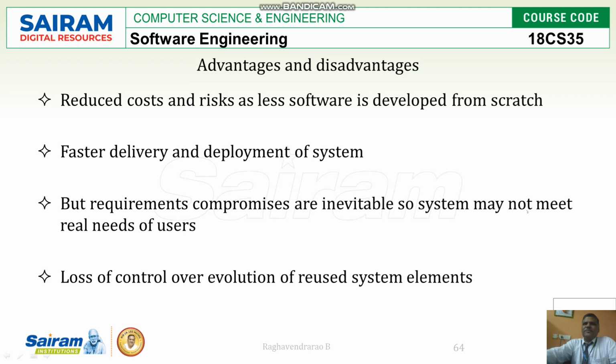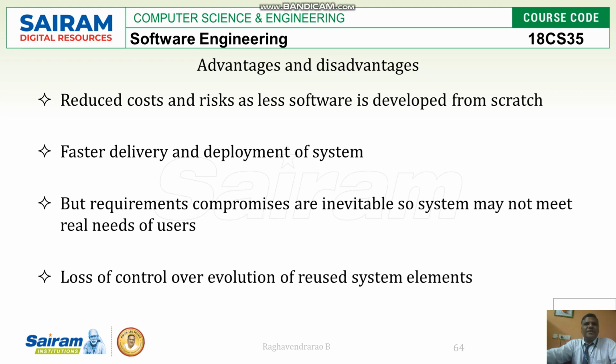Advantages and disadvantages of this system: reduced cost, and risks are less than when software is developed from scratch. If you want to develop a new system, the cost is going to be reduced because ready-made products and components are already available. Risks are also less. So you can design in a fast way, and delivery is also fast: you can develop, design and deliver quickly.